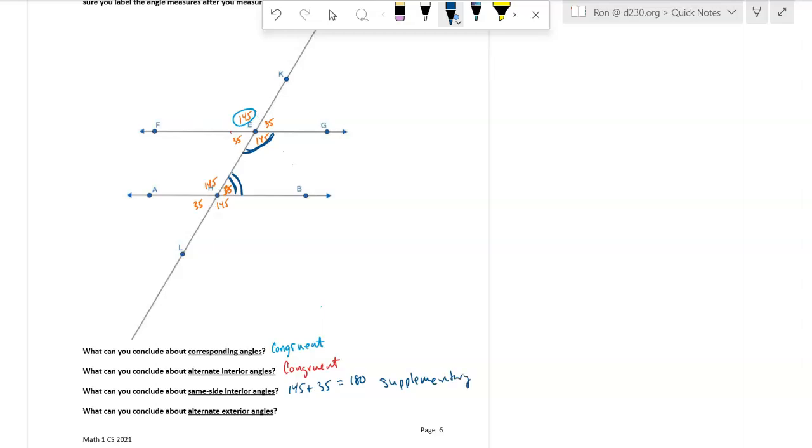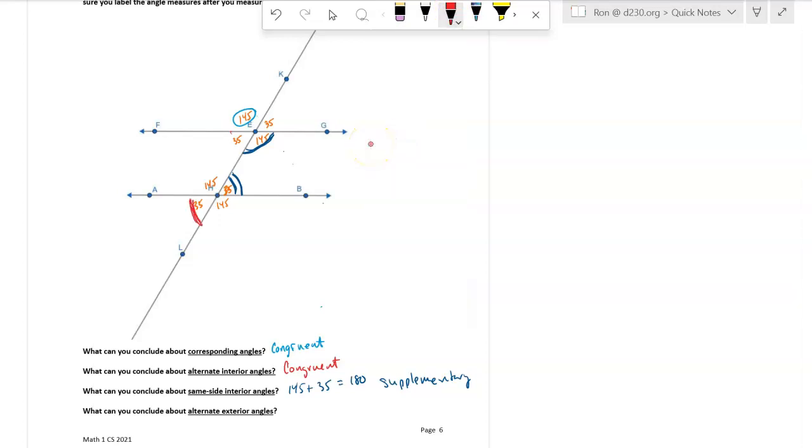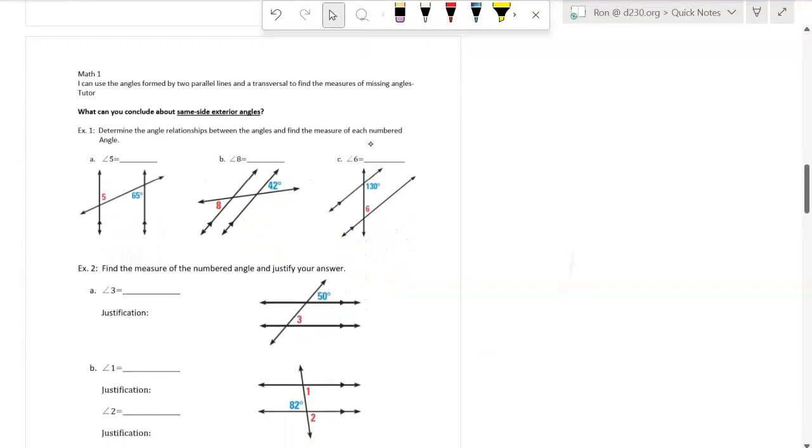And now, if I look at alternate exterior angles, such as this and this, what can we conclude about those? They are the same measure, and alternate exterior angles will be congruent. And remember, guys, when you look at the diagram, if they look congruent, they are congruent. Okay? Very important to know and understand that. So let's look here.